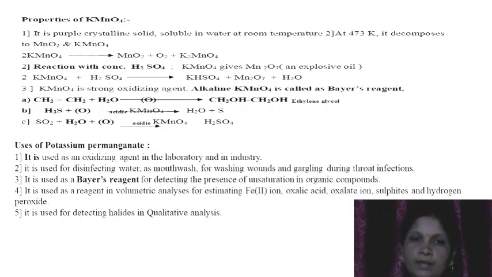Now the third reaction. KMnO4 is a strong oxidizing agent. Alkaline KMnO4 is called Baeyer's reagent. This Baeyer's reagent is useful for detection of unsaturation in organic compounds. The reaction is CH2=CH2 plus H2O will give ethylene glycol. In the second reaction with acidified KMnO4, H2S is oxidized to H2O plus sulfur, SO2 is oxidized to H2SO4.